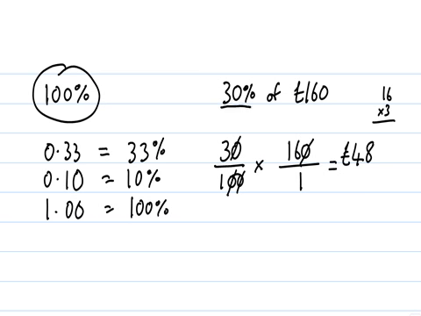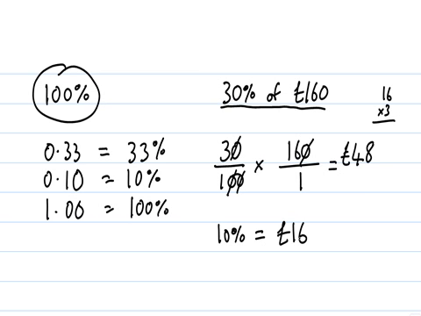The second method of working out what 30% of £160 is to work out what 10% of 160 is, and then using that figure, apply that to work out 30%. So 10%, and to work out 10% of any number, all you do is divide by 10. So 10% would be 160 divided by 10, and that will give you an answer of 16.